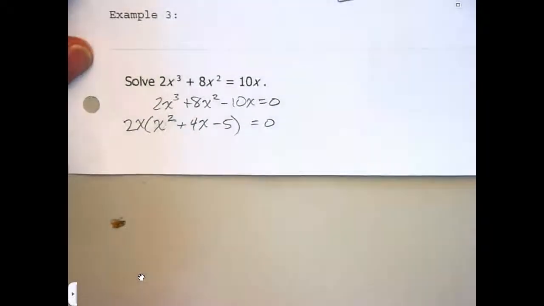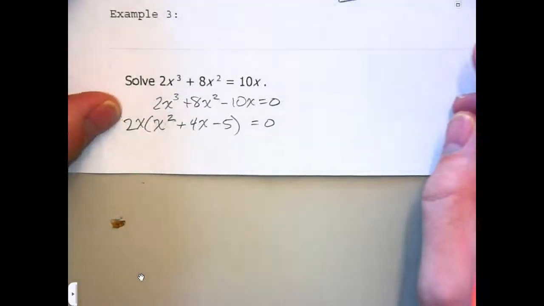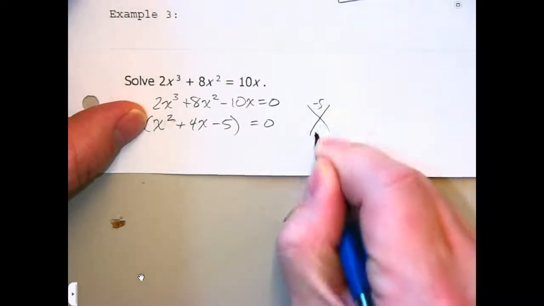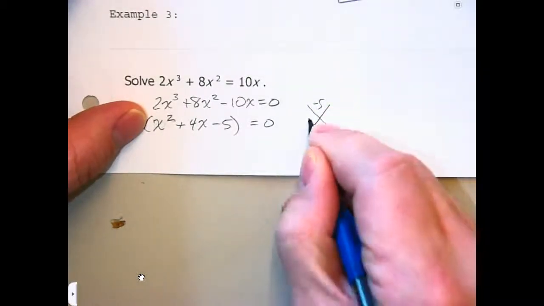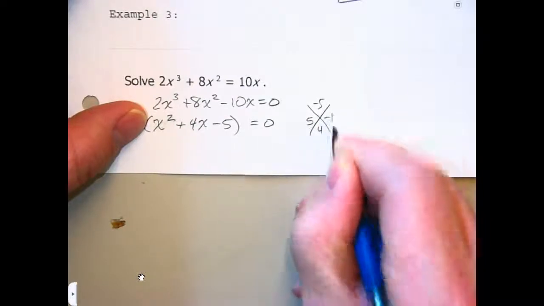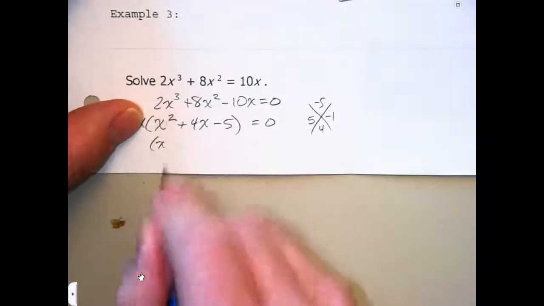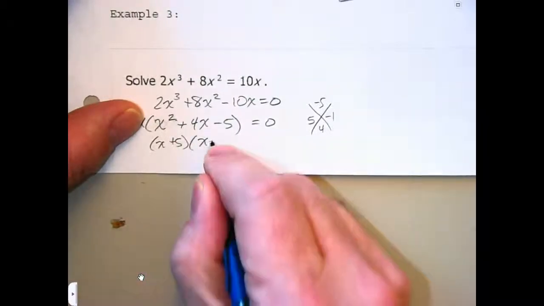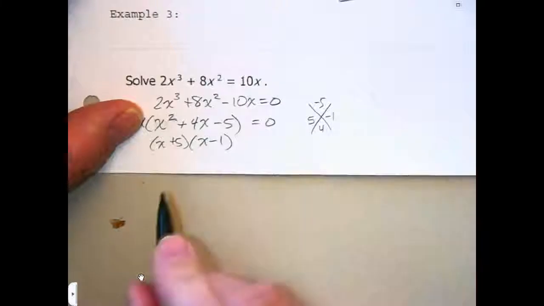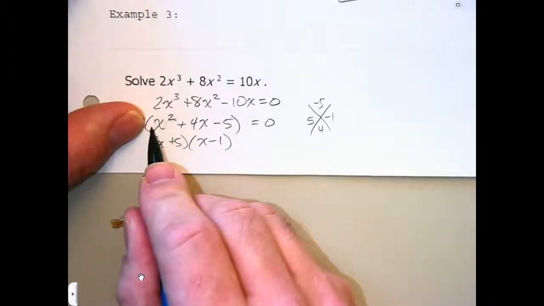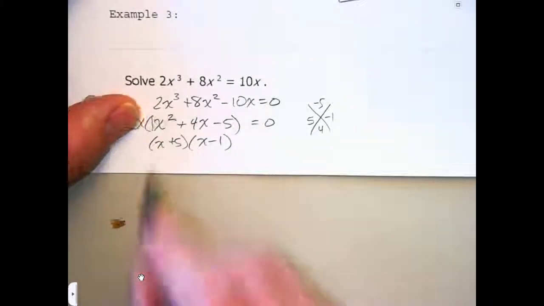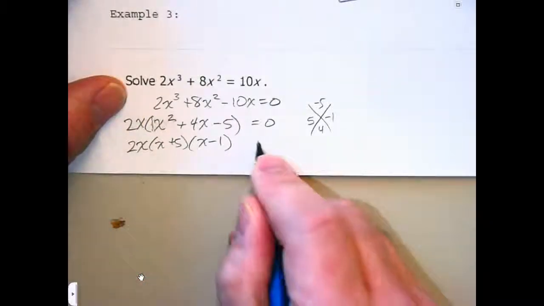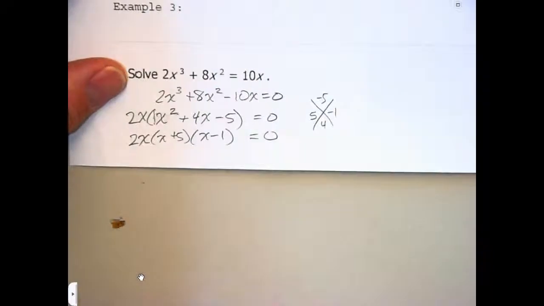Can we factor any more? Cover up that. Yep, negative 5 and 4 is 5 and negative 1. Yeah, so this becomes x minus 5 and x plus 5 and x minus 1. Thank you. Do we have to divide by a this time? No, it's 1. It won't change it, right? So we just bring the 2x down. And so now you have 3 things that equal 0.